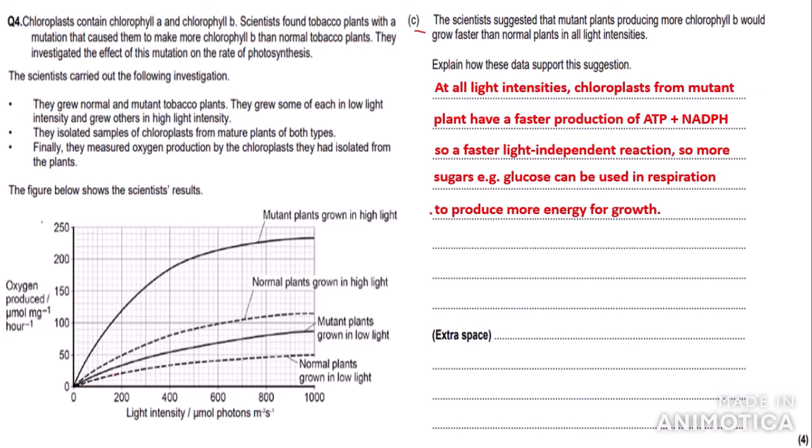I've also put that there is a faster light-independent reaction. So more sugars, for example glucose, can be used in respiration to produce more energy, or more ATP, for growth. So I've referred to the uses of these products in growth. Let's look at the mark scheme.